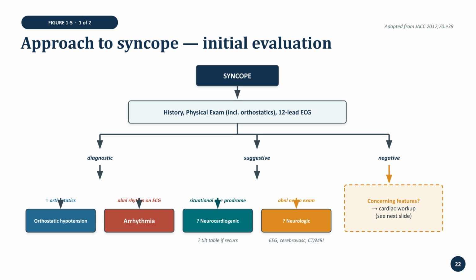This algorithm guides our next steps. Your initial evaluation, history, physical, and ECG will place the patient into one of three buckets: diagnostic, suggestive, or negative. A diagnostic finding provides an answer. A suggestive finding guides further targeted tests. If the initial workup is negative or suggests a cardiac cause, we proceed down the cardiac pathway.